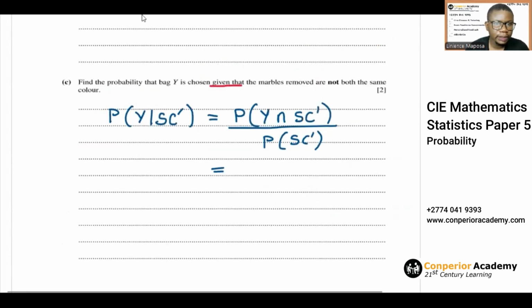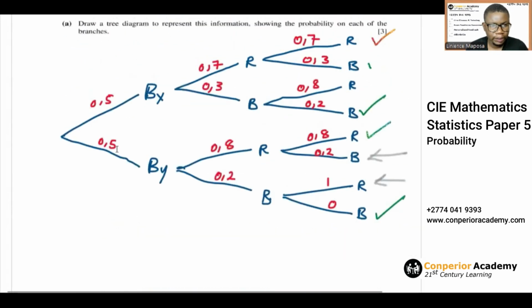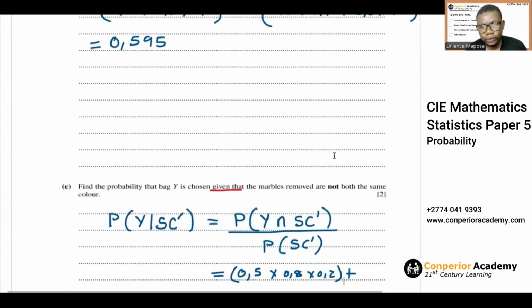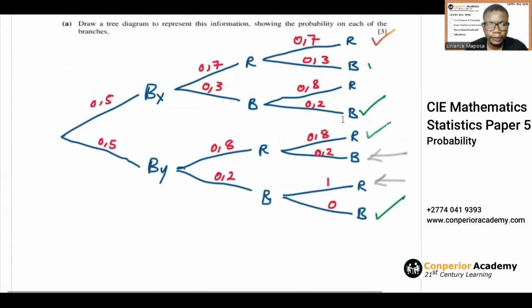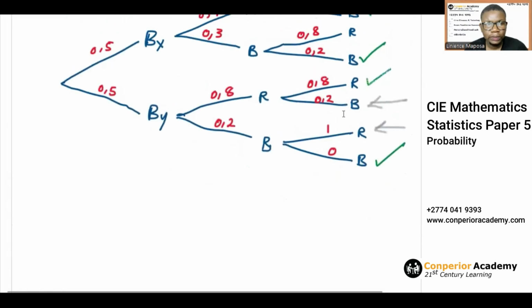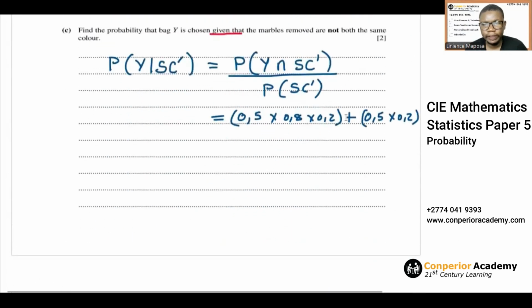So the intersection is that you pick 0.5 multiplied by 0.8 multiplied by 0.2. This is the top branch. Then you add. This could also happen when you pick 0.5, then 0.2 multiplied by 1. I'm not going to write 1. So it's going to be 0.5 times 0.2. Just confirming I have everything correct: 0.5, 0.8, 0.2, 0.5, 0.2. Okay, so I have everything right.